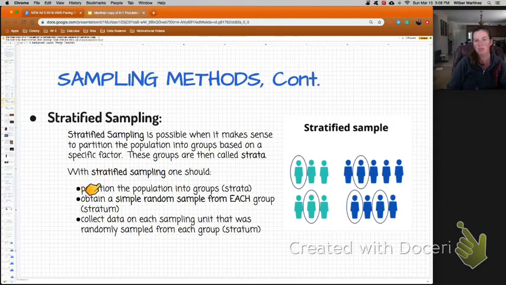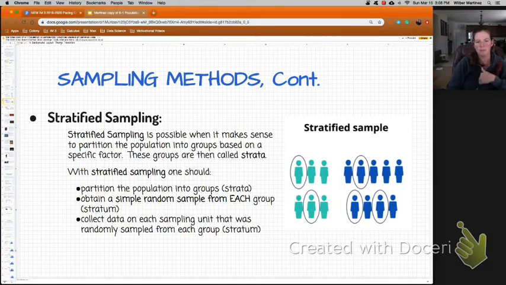So stratified sampling looks like this. You partition the population into groups. So you kind of divide them based on certain qualities. So for example, you could divide the population based on ethnicity or based on gender or based on socioeconomic status, etc., etc.